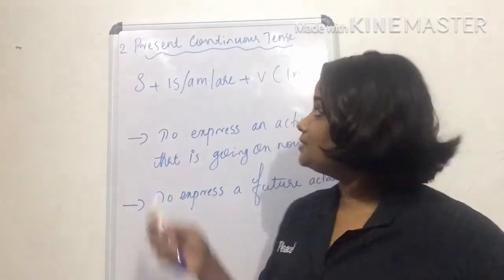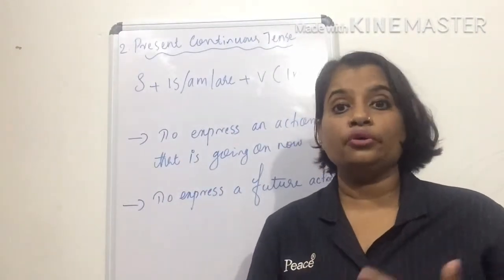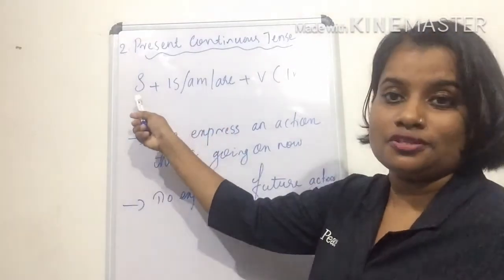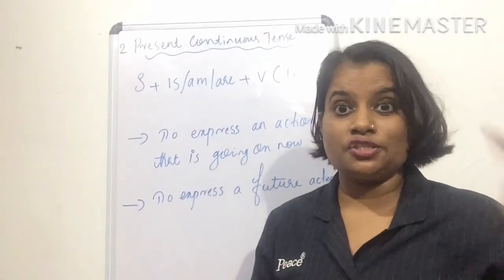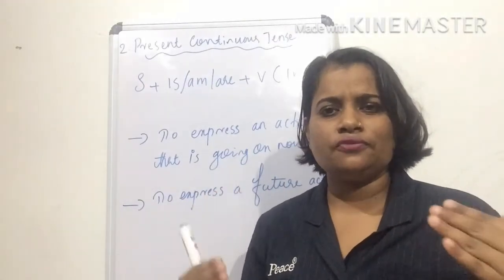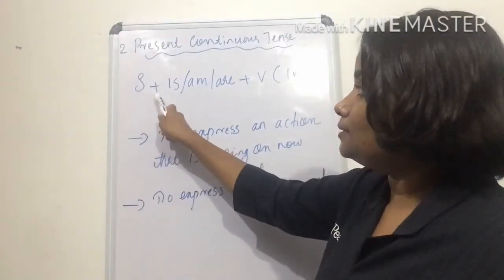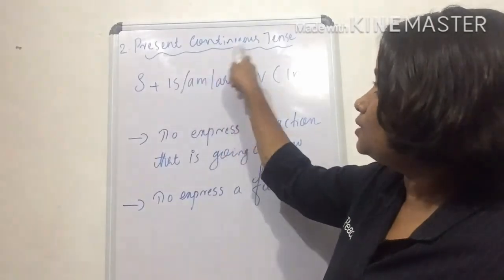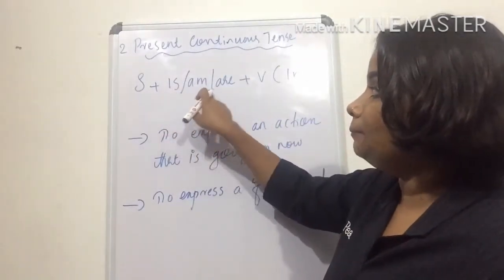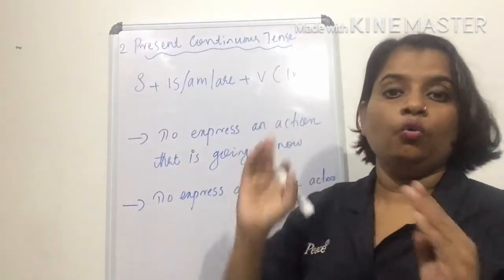Next one is present continuous tense. Present continuous tense means the action which is going on now. Okay, so we can see the structure at first. Children, my humble request is that you keep it in your mind, because there are different structures of the tense forms. Subject plus, in the case of present continuous tense, we are using the helping words is, am, are, plus verb ing, the ing form of the verb.